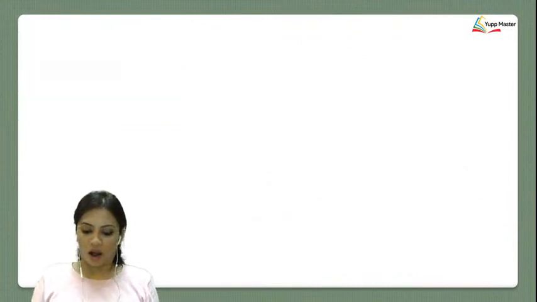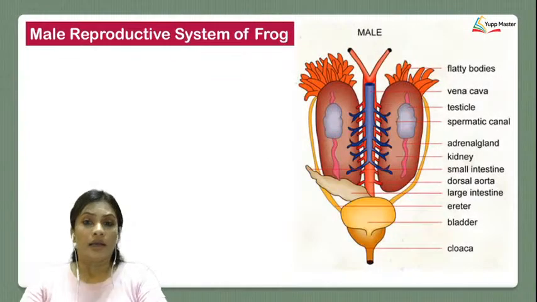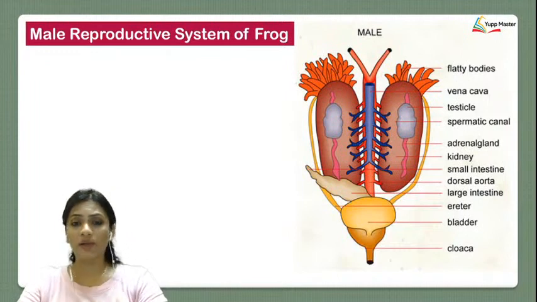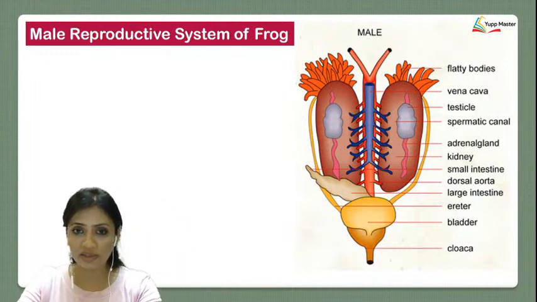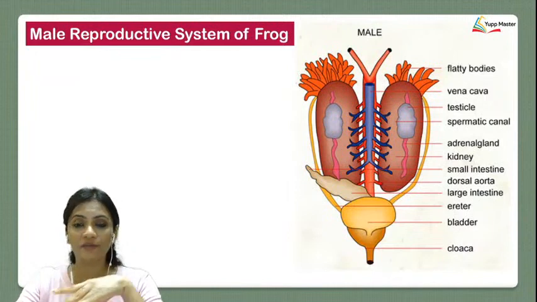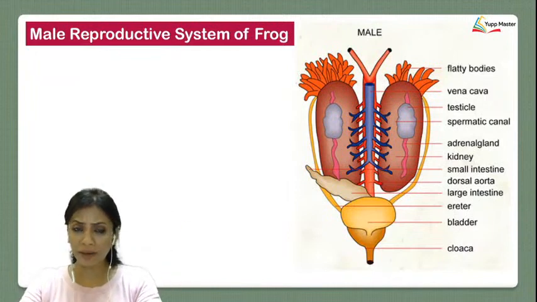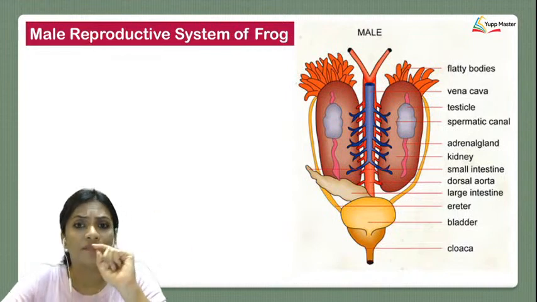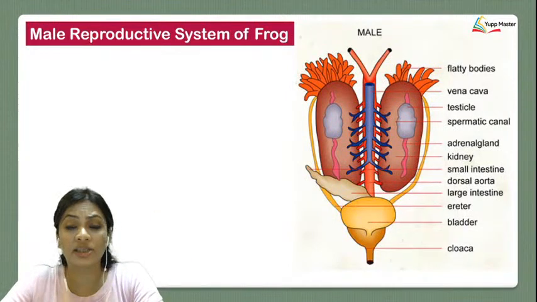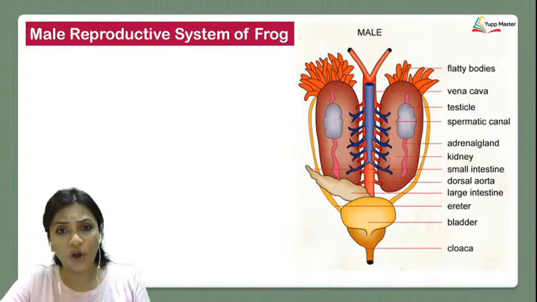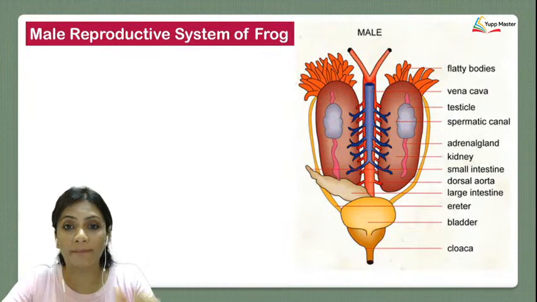All right. Now let's continue, and we now start with the reproductive system. We're going to be talking about the male reproductive system, and then next we come to the female one. When we talk about the male reproductive system, this is the part where the MCQs come. Previously also, whenever an MCQ comes from frog, this is where it comes from.